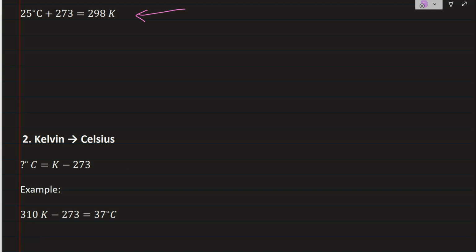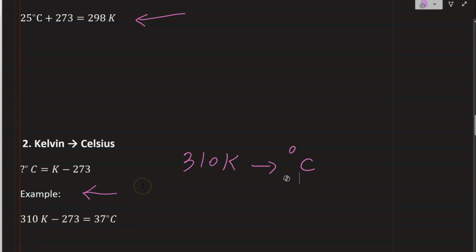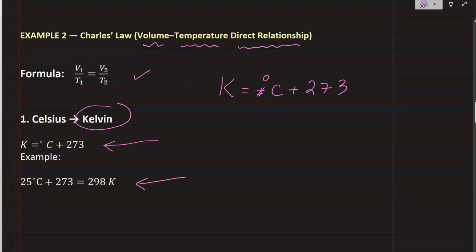Here's an example again, very straightforward. What is 310 Kelvin in degrees Celsius? You take 310, subtract 273 from it, and that will give you 37 degrees. Very simple. These two formulas are for interchanging the units of Kelvin and Celsius. Now let's go ahead and answer the question using this formula.